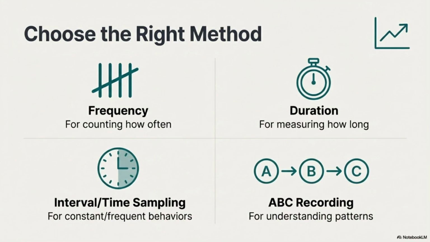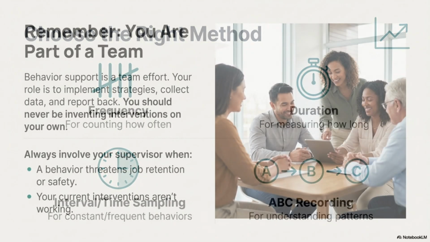How to choose which method to use. If you need to know how often, use frequency. If you need to know how long, use duration. If the behavior is constant or frequent, use interval or time sampling. If you're trying to understand patterns, use ABC recording.